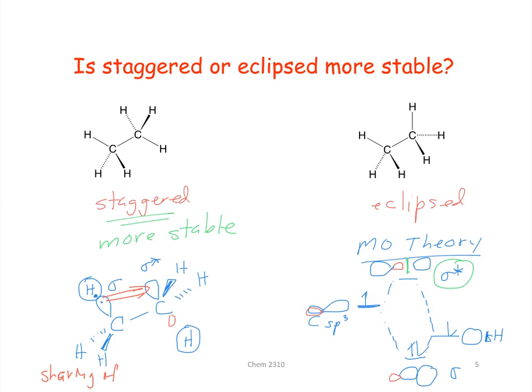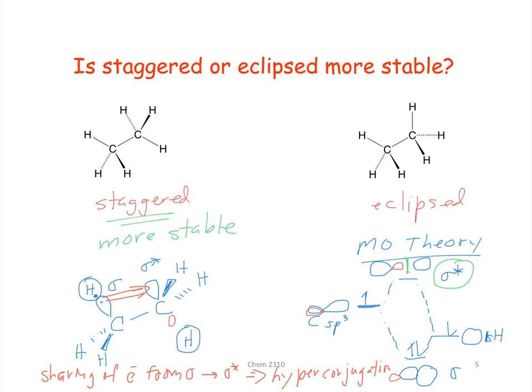Sharing of electrons from the sigma orbital of one carbon to a sigma star orbital of another. All right? And this can happen for every pair of carbon-hydrogen bonds around here. This whole process is referred to as hyperconjugation. We're going to use this again later on for a different situation.